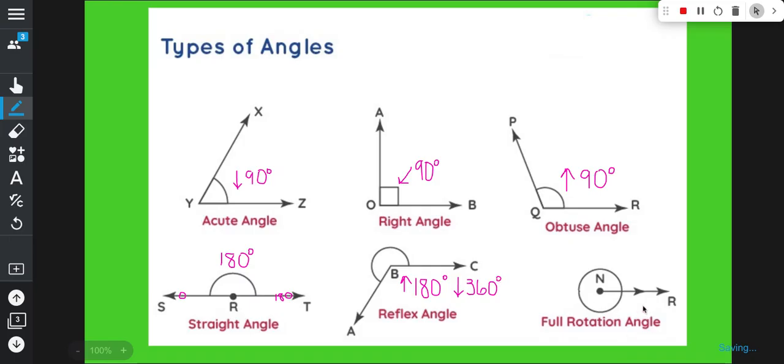And then the last one is called a full rotation angle. That would create our circle. And that one's going to rotate around the whole circle at 360 degrees.